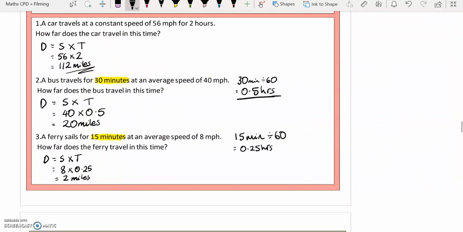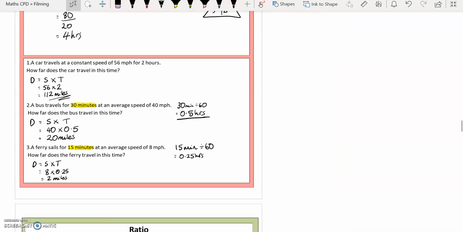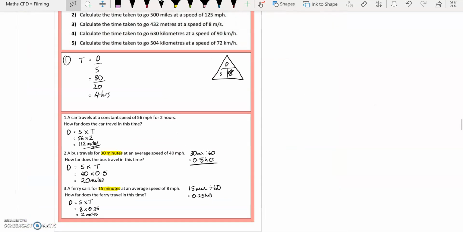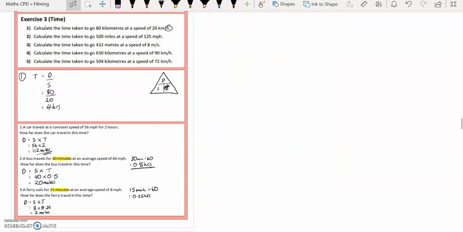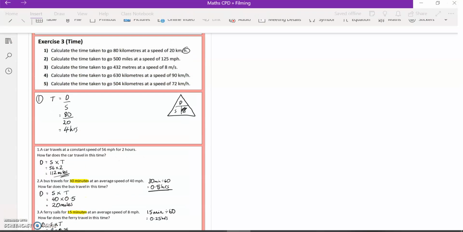Okay, so those last two ones there, if you ever have a time in minutes, if you divide that by 60, you would change that into a decimal in terms of hours. So there's some examples there on speed, distance and time.